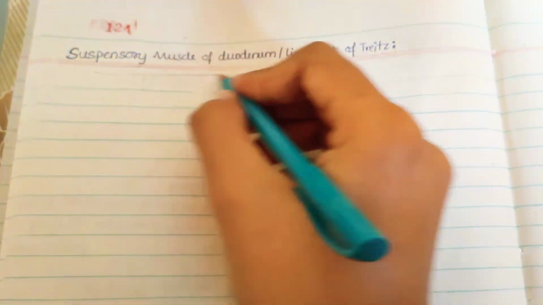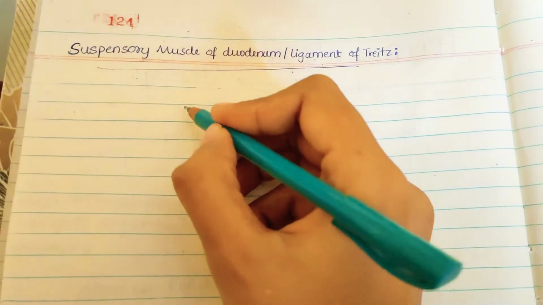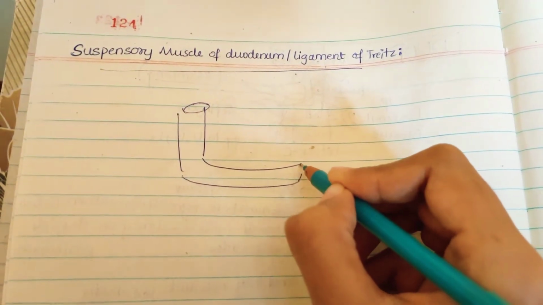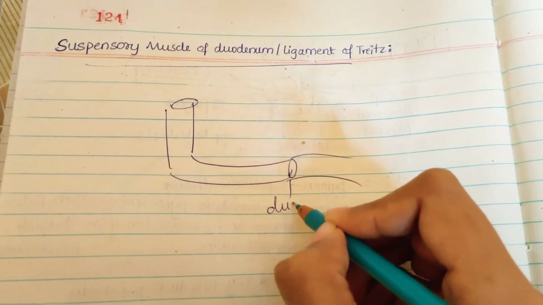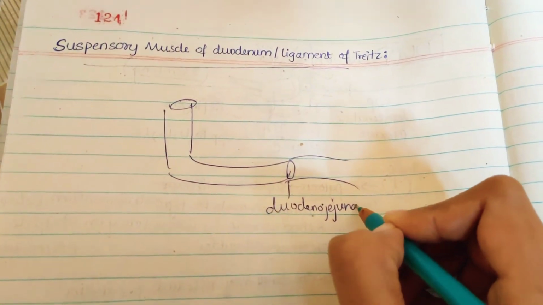Let us start our discussion on the suspensory muscle of the duodenum, also called the ligament of Treitz. Actually, first let us draw the duodenum. Till here it's duodenum, and here starts the jejunum. So this is the duodenojejunal flexure.